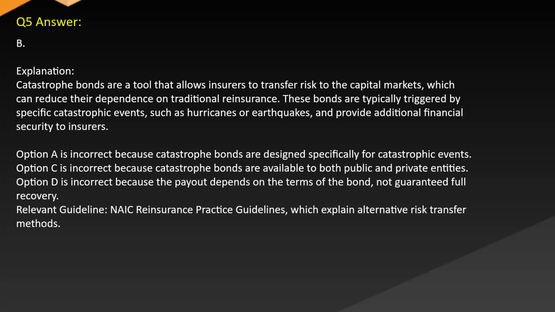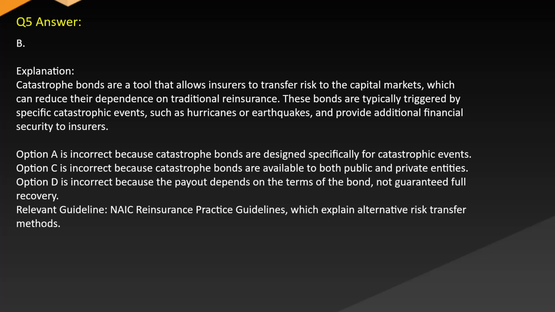Answer: B. Explanation. Catastrophe bonds are a tool that allows insurers to transfer risk to the capital markets, which can reduce their dependence on traditional reinsurance. These bonds are typically triggered by specific catastrophic events, such as hurricanes or earthquakes, and provide additional financial security to insurers. Option A is incorrect because catastrophe bonds are designed specifically for catastrophic events.